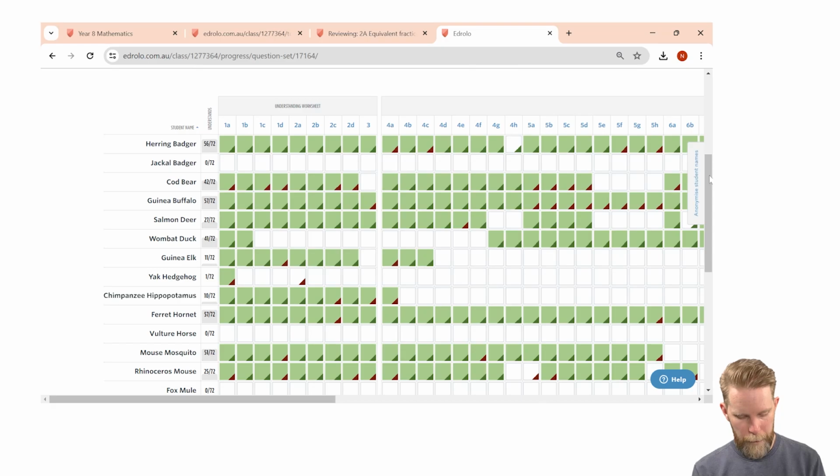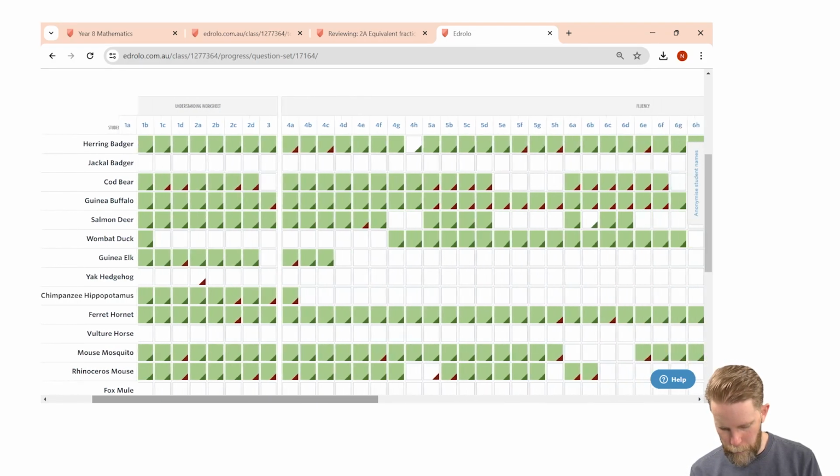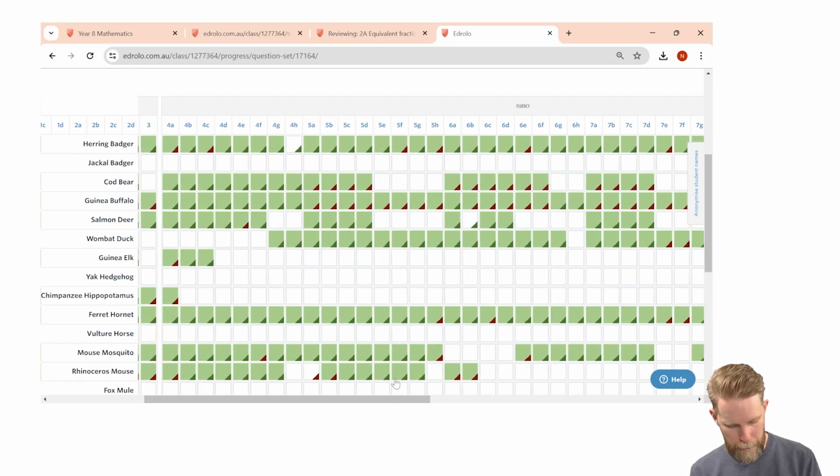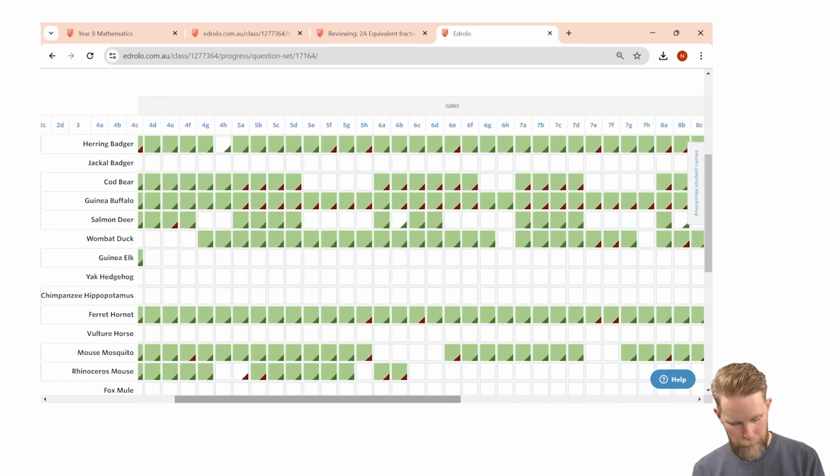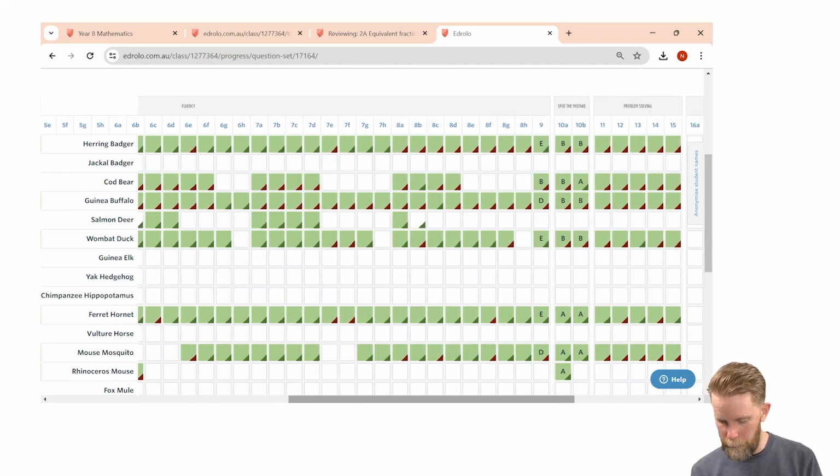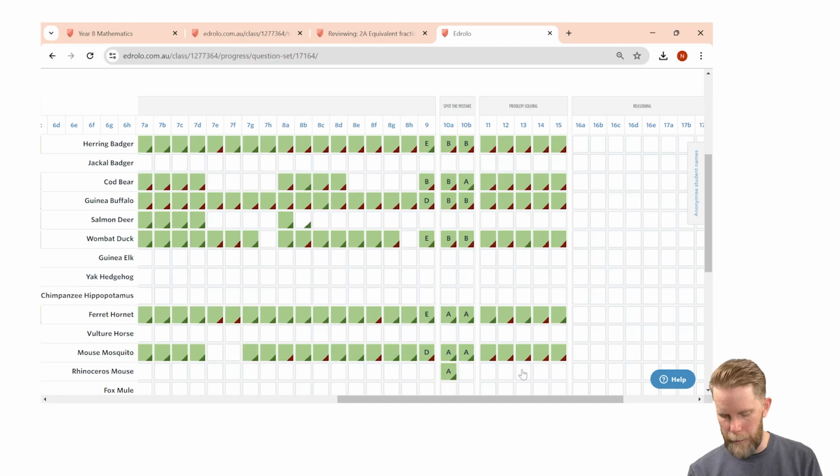So what we'll do is we'll find Guinea Buffalo. We have Guinea Buffalo, and we can see she's done the 57 questions. If we then scroll across, we can see the understanding worksheet was okay, and then she goes into the fluency questions, and we can see that at the beginning of the fluency section, she's doing really well. Then we get up to 5A, and this is where it gets a little bit more challenging for Guinea. We can also see if we scroll over to the right, that she also struggled with the spot the mistake questions.